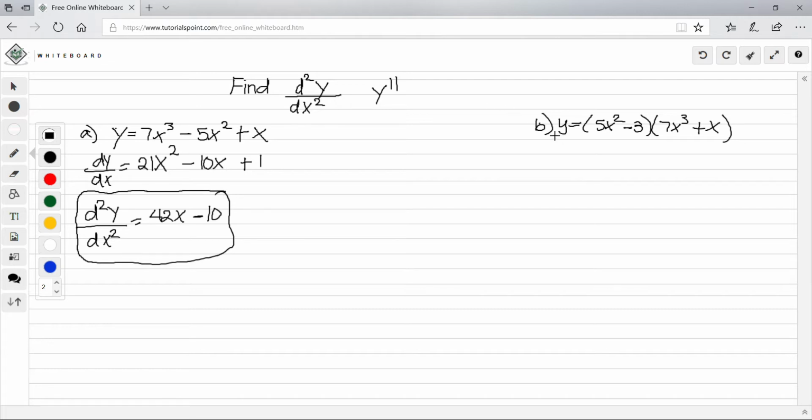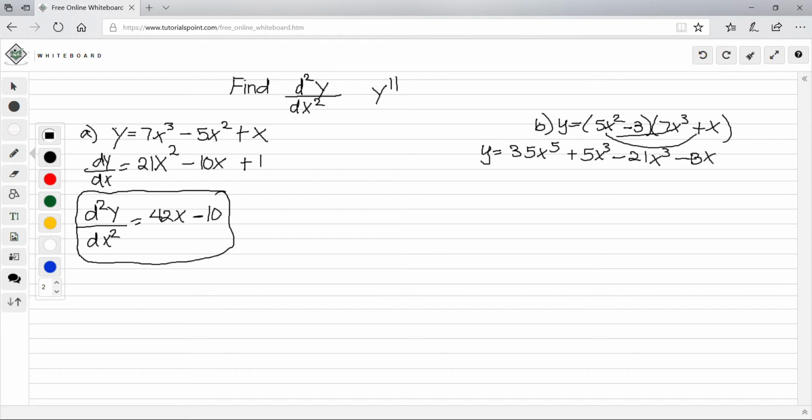For this one, first I will FOIL to make it more simple. So if we FOIL this, like that times that times that, you get 35x to the fifth plus 5x cubed minus 21x cubed minus 3x.